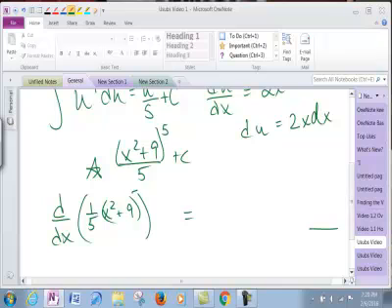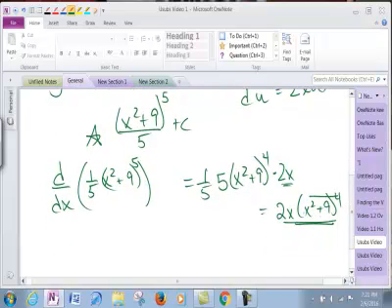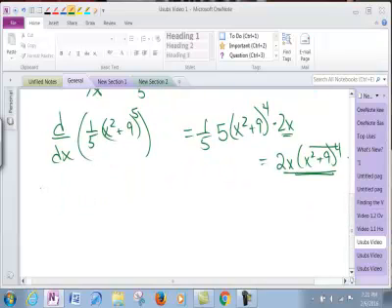Great. So when I take the derivative of this, I get 1/5 out in front, right? Here's the chain rule. So we take the power 5 times the inside function, we bring it down a power, and then we multiply by the chain, right? When we clean all this up, we get 2x times x squared plus 9 to the 4th, and so we know we've done the integration correctly because taking the derivative gets us back to the original function. Okay, good.